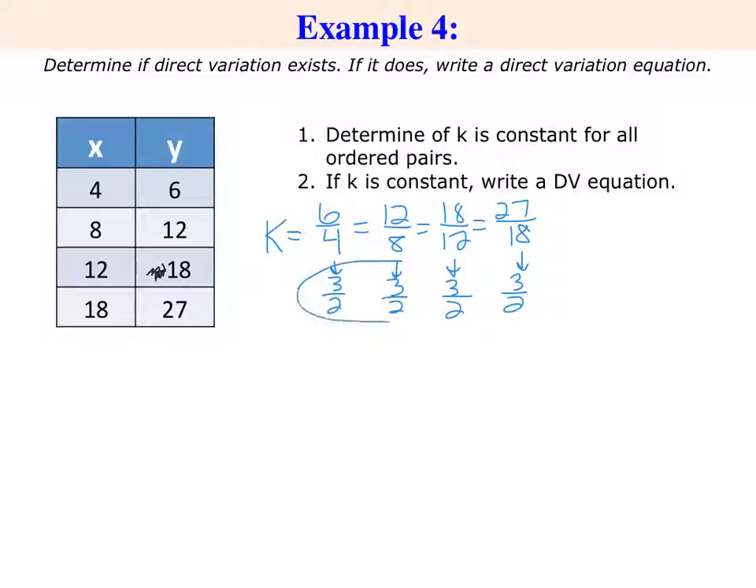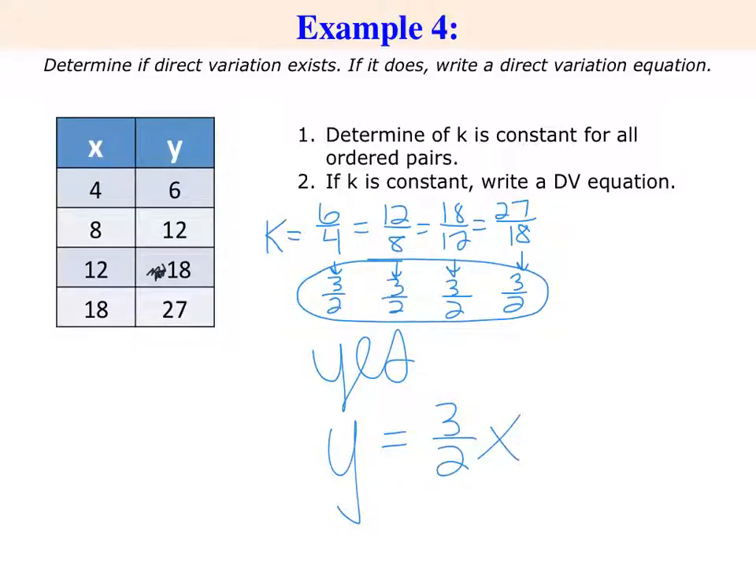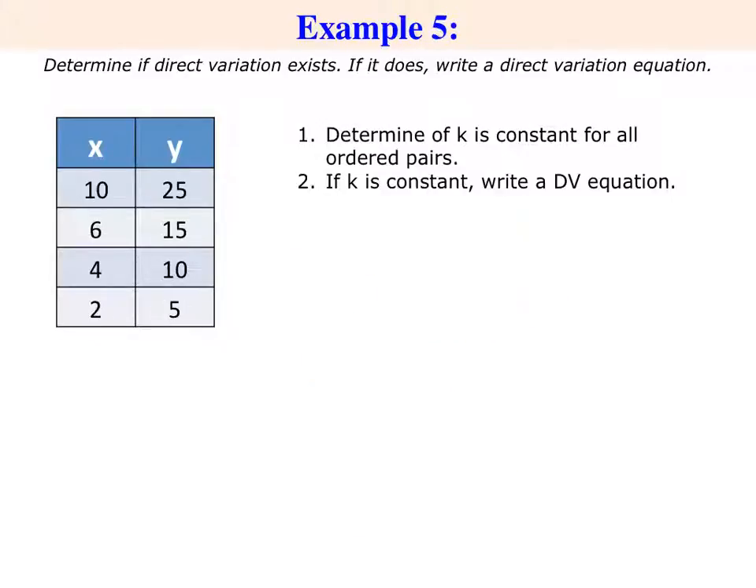So because all of these are the same, then k is constant, so yes, this is direct variation, and then the equation would just be y equals 3/2 x. So we kind of have already done this, but you really should do it for all problems anyway. Determine if direct variation is there. If so, then write the equation. If not, you just say no.